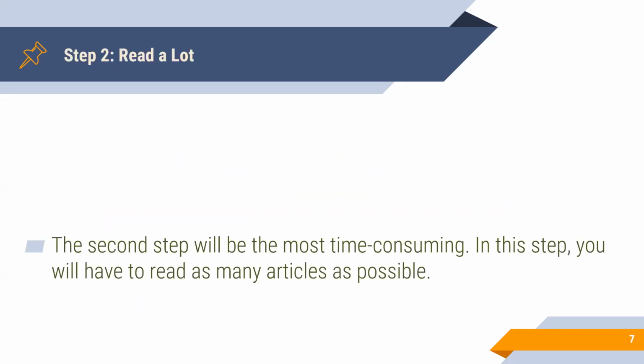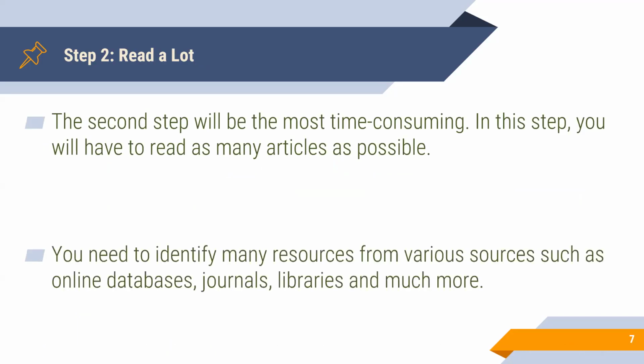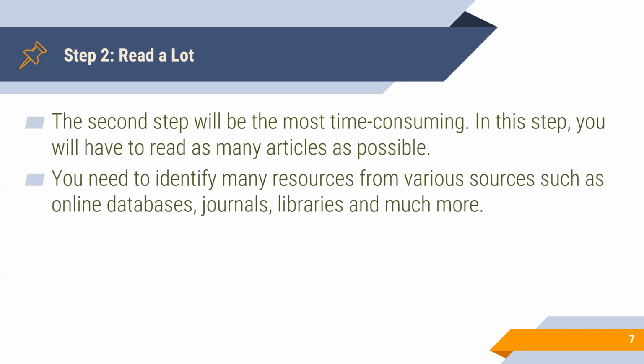Then step 2 is read a lot. The second step will be the most time-consuming one. In this step, you will have to read as many articles as possible. We suggest you start reading at least 2-3 articles per day from now onwards, so that finally it will be very easy for you to focus on whatever area, because you know most of the things related to that topic. So you can outline your research proposal very easily.